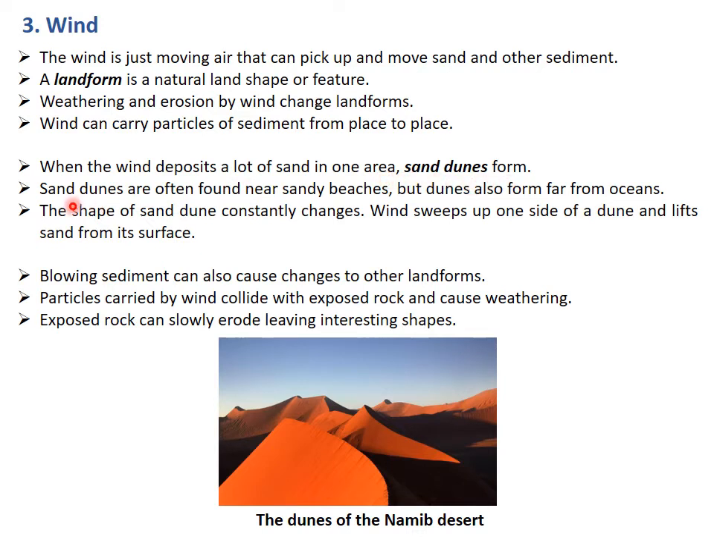Sand dunes are often found near sandy beaches, but dunes also form far from oceans. We have to know that the shape of a sand dune constantly changes.